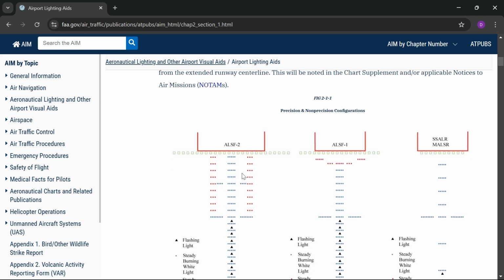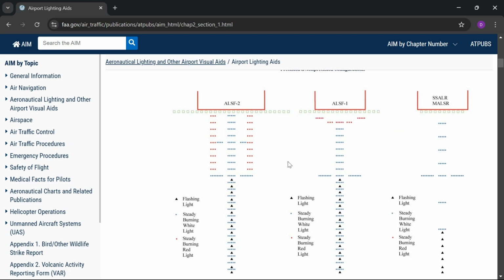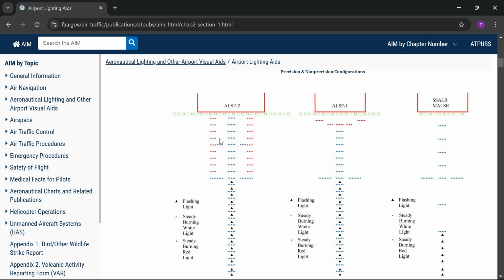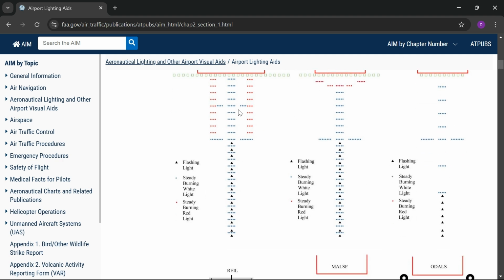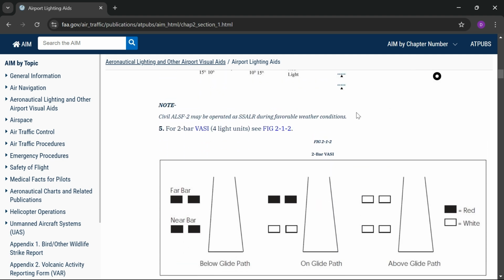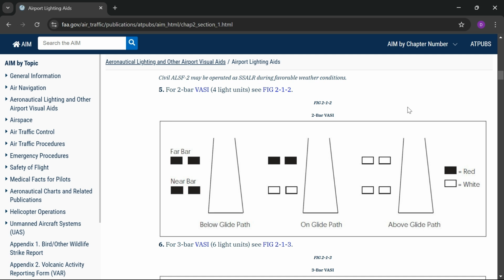So these are a few examples of precision and non-precision configurations of extended runway lights. And then here are the diagrams of them and exactly what the lights are doing. Now this is a 2-bar VASI, so I'll just explain this real quick. You have a far bar and a near bar, and usually they're off to the left of the runway. And the black means red and the white means white.